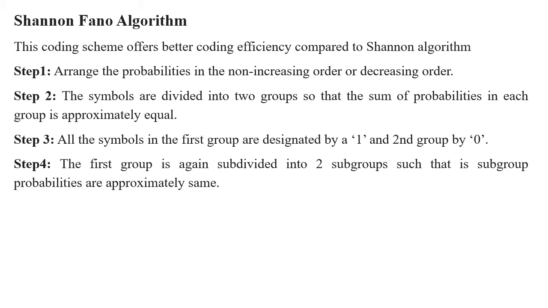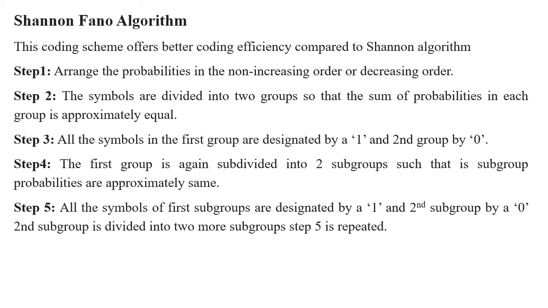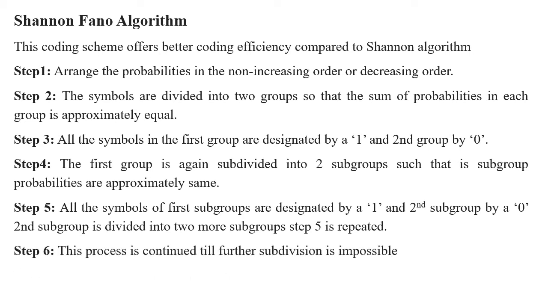Step 4. The first group is again subdivided into two subgroups such that the subgroup probabilities are approximately the same. Step 5. All the symbols of the first subgroup are designated by a 1 and the second subgroup by a 0. The second subgroup is divided into two more subgroups. Step 5 is repeated. Step 6. This process is continued till further subdivision is impossible.